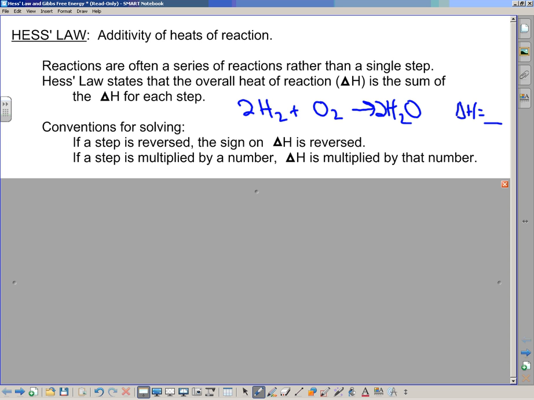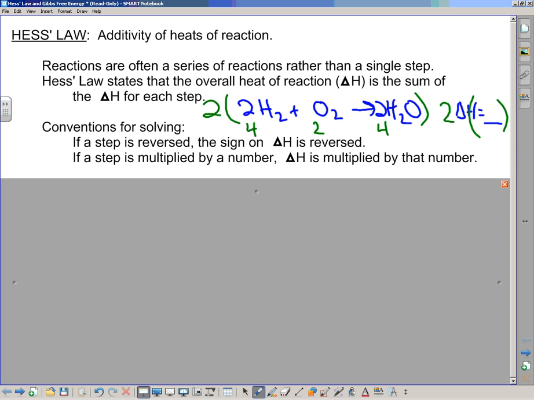Let's say for the Hess's law to work properly, we actually need a 4 here, a 2 here, and a 4 here. We multiply that entire half reaction by 2, so we get 4, 2, and 4. What we need to do in addition to doing that is we also need to take this delta H value and multiply it by 2 as well. Does that make sense? Any questions there?